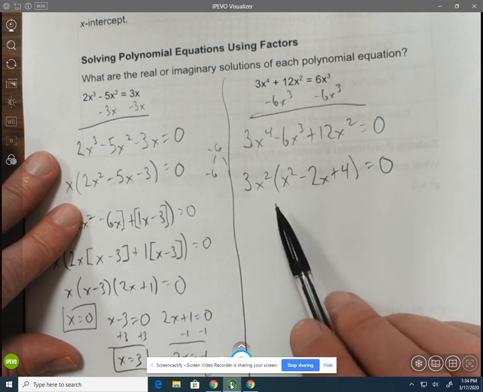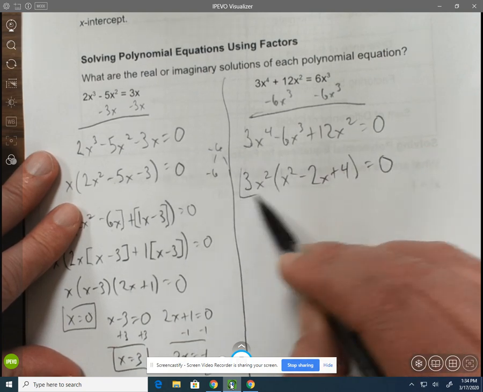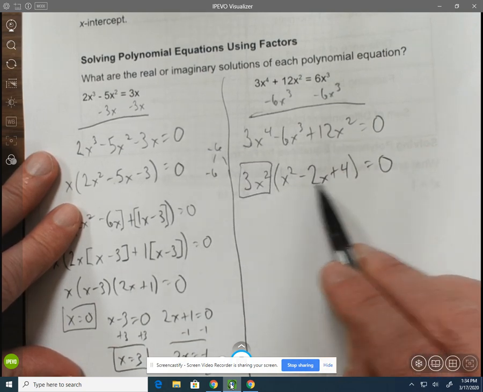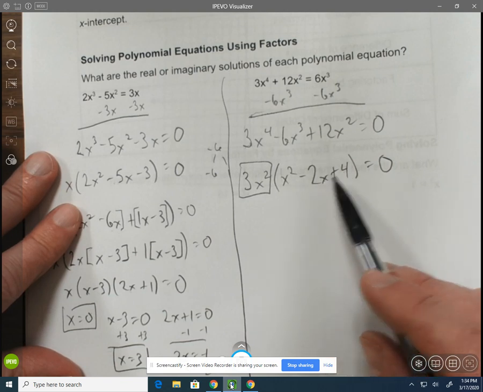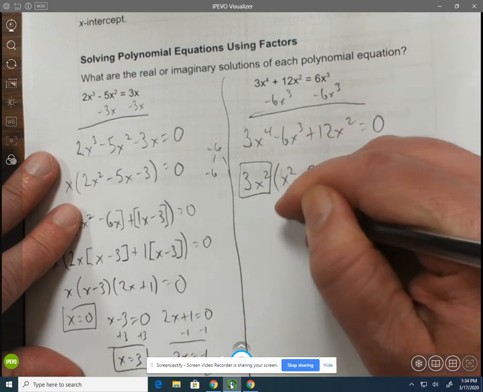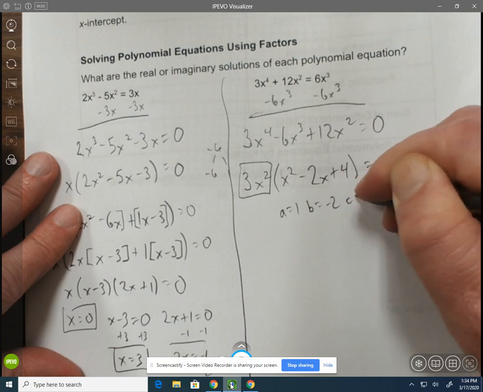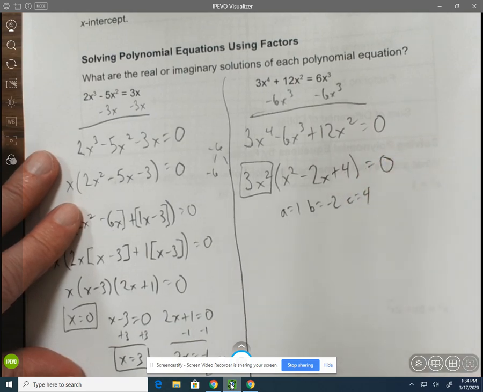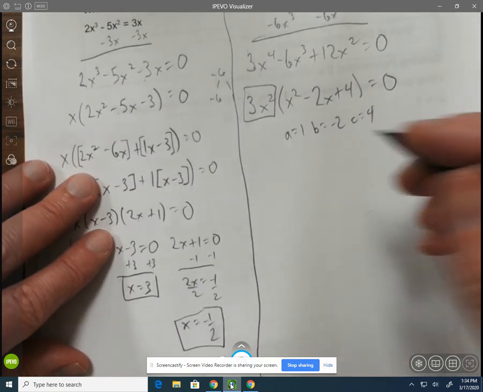So what we're going to have to do, we'll deal with this in a little bit. All right, so hold on to that. We're just going to focus on this. All right, so to solve this equation, I'm going to have to go to the quadratic formula. All right, so I know A is 1, I know B is negative 2, and I know C is 4. All right, so let's go through the quadratic equation.